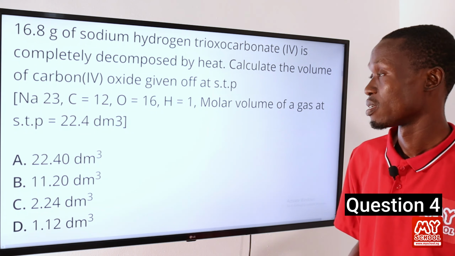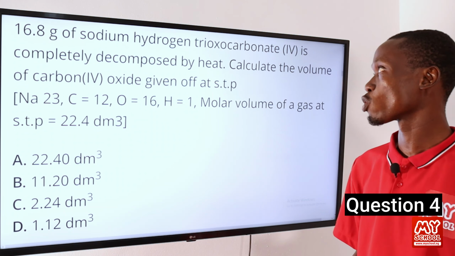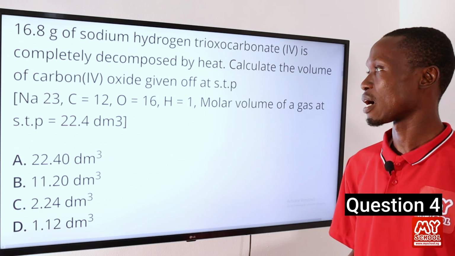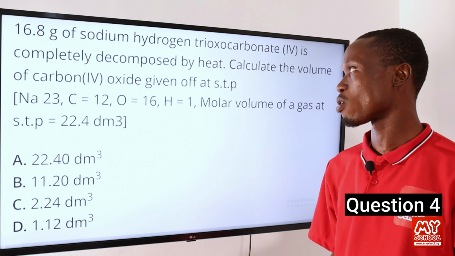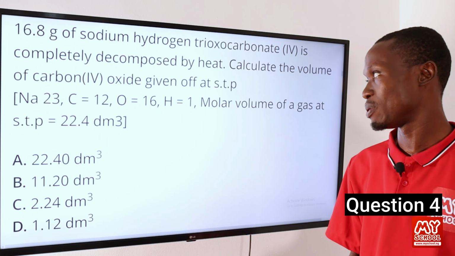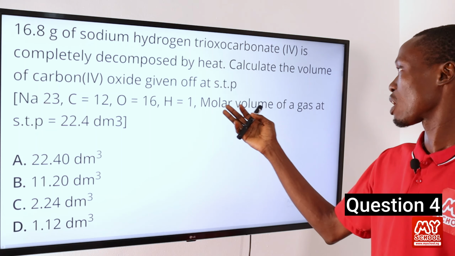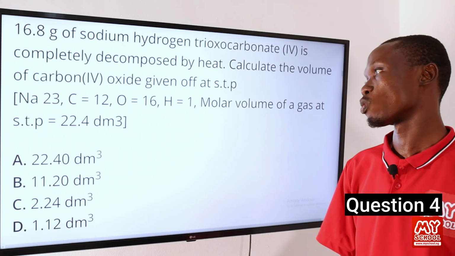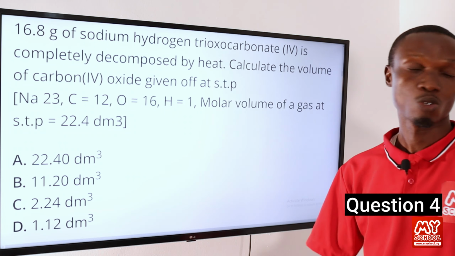Question 4. 16.8 gram of sodium hydrogen trioxocarbonate IV is completely decomposed by heat. Calculate the volume of carbon IV oxide given off at STP. So we know that the molar volume of a gas at STP is given to be equal to 22.4 dm cube. So let's move over to the board to answer this question.